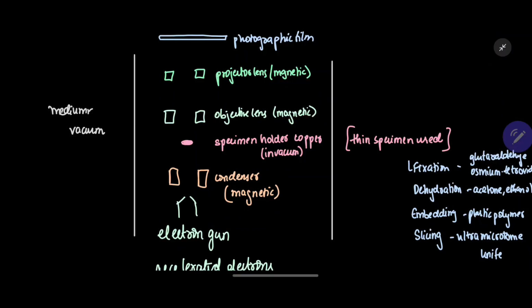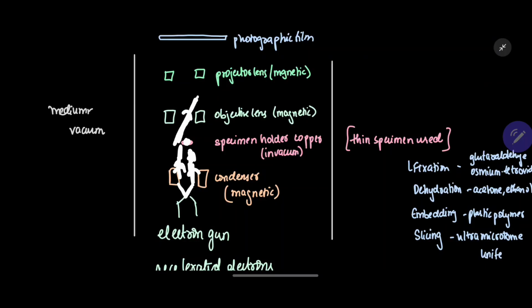So how this is going to work is, your electron gun is going to fire some electrons. These electrons will be going through your condenser. They'll go like this onto the specimen, and they're going to hit the specimen, and now your specimen is going to scatter these even more, and then it is going to pass through the objective lens, which is magnetic again.